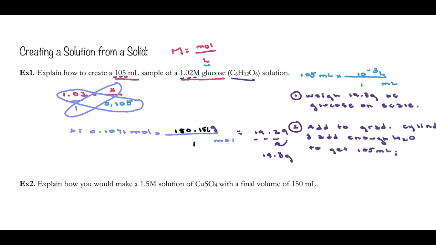Okay, and so just as a quick review, by weighing out 19.3 grams of your glucose, adding it to a graduated cylinder, and then adding enough water to get 105 mils, that 105 mils is the volume of the total solution, which is our definition of molarity, right? The volume of the solution. So if I add 19.3 grams, then add enough water to get a final volume of 105 mils, then the solution that I've created will have a concentration of 1.02 molar. Okay, and that's all there is to it.